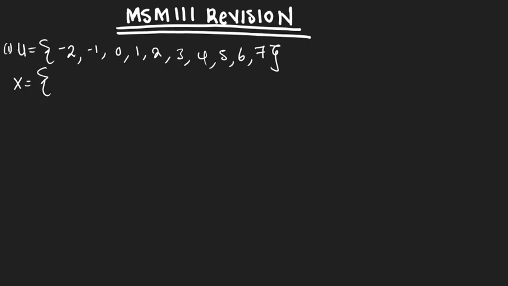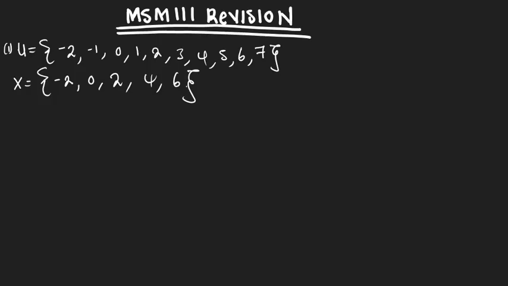What are the even numbers in U? We know that -2 is an even number. You need to take note of that. 0 is an even number. +2 is an even number. 4 is an even number. 6 is an even number. All numbers divisible by 2, including 0.